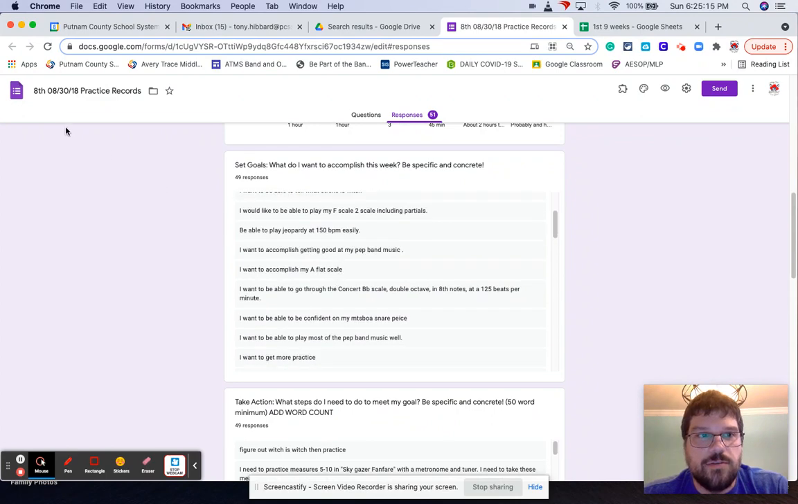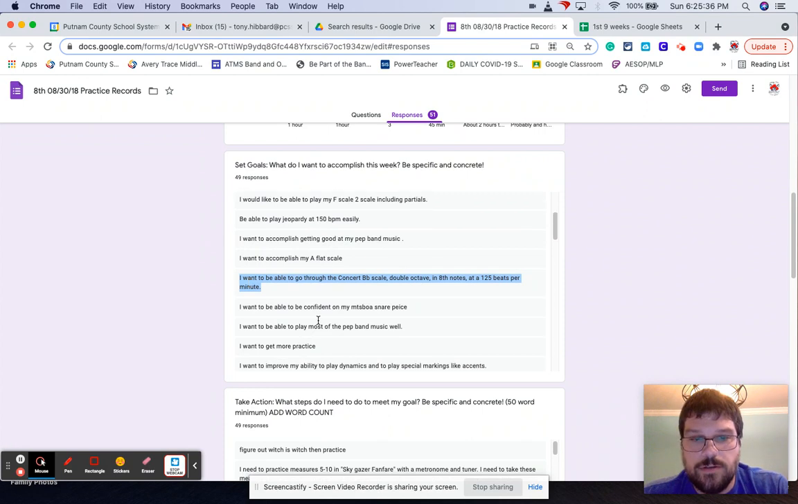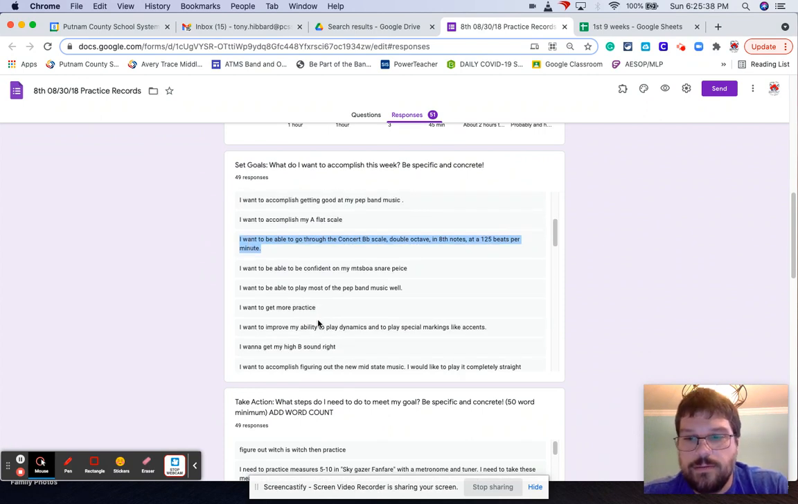So I think this was the first one, this is 8:30, so this is still pretty early in the school year. Here's a good one. I want to be able to go through the concert B flat scale, double octave or 2 octaves in eighth notes at 125 beats per minute. Okay, so I could actually go through and tell the students, does that sound measurable? What about this one? Does this one sound measurable? So they can kind of see what measurable goals are and which ones aren't.